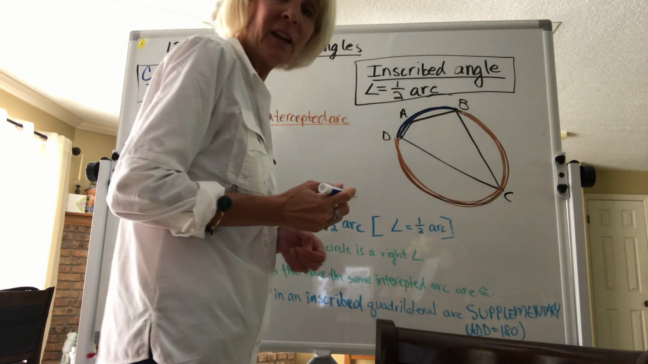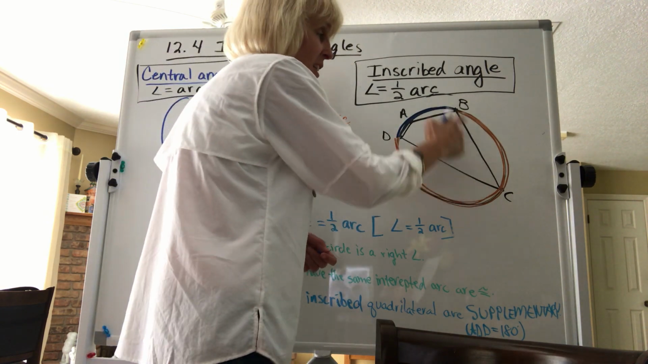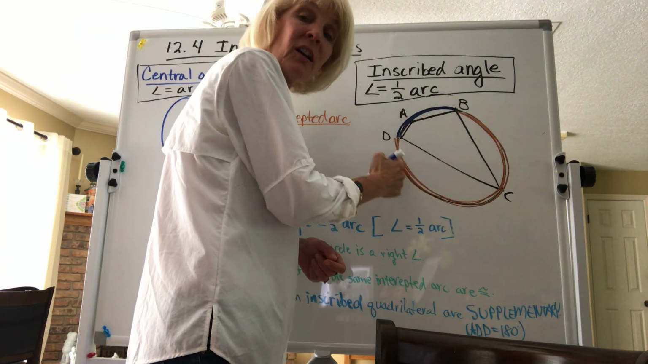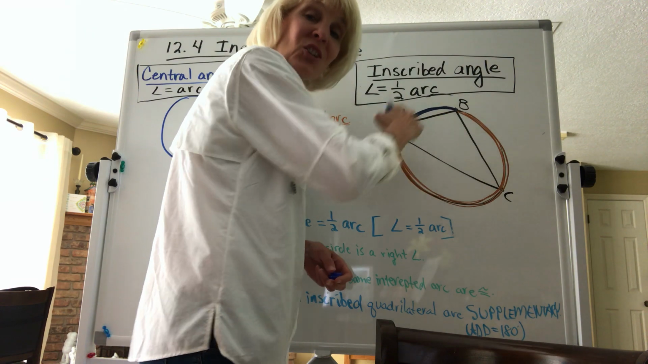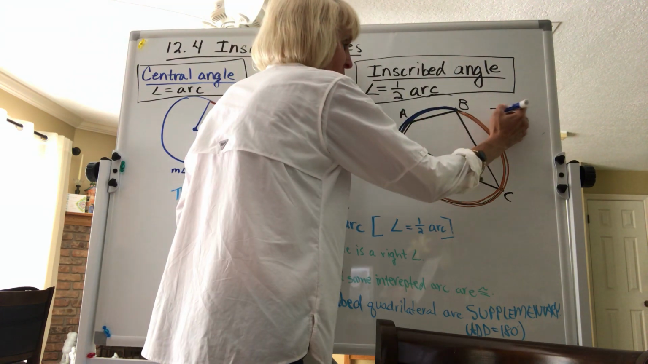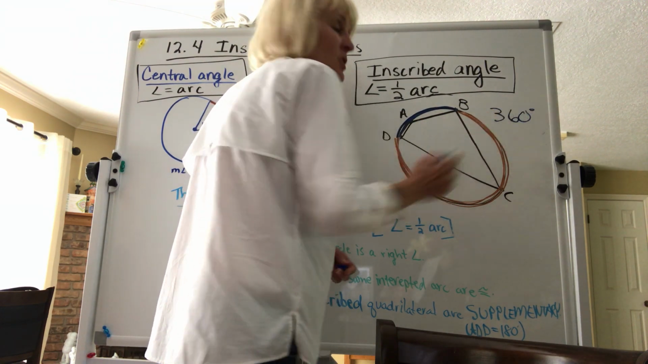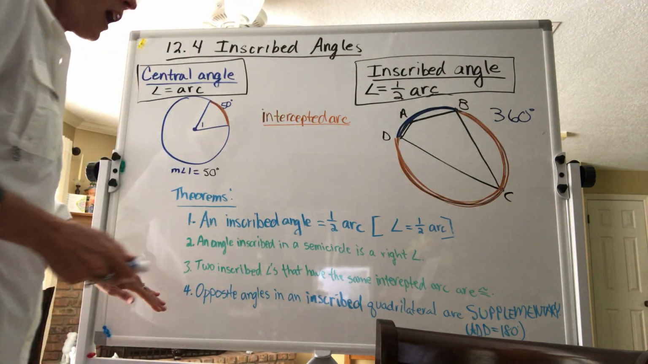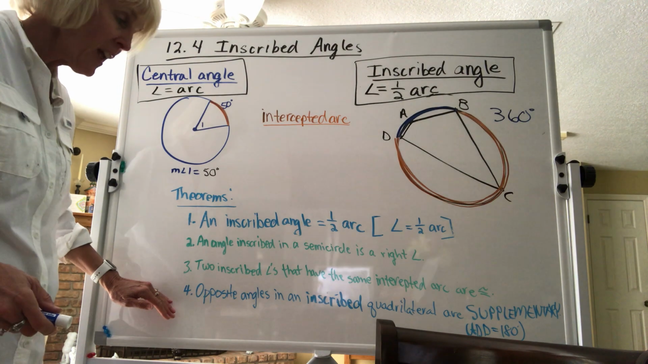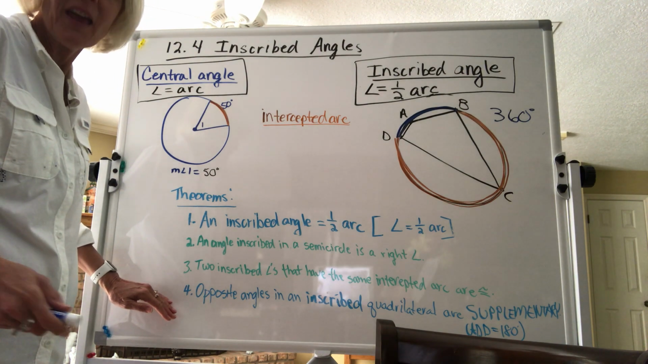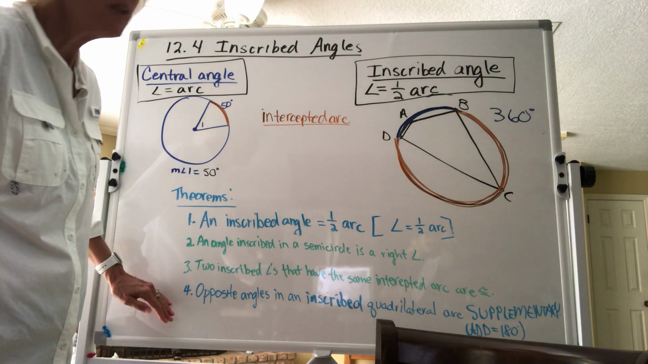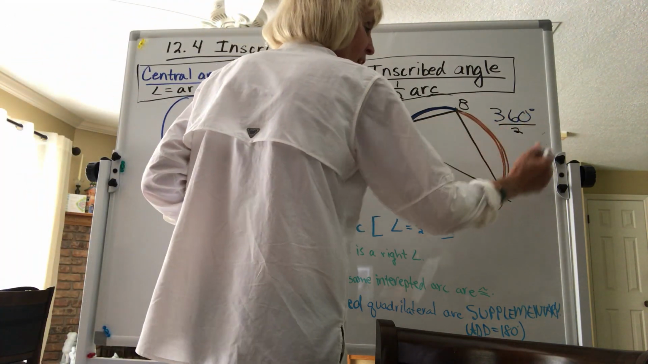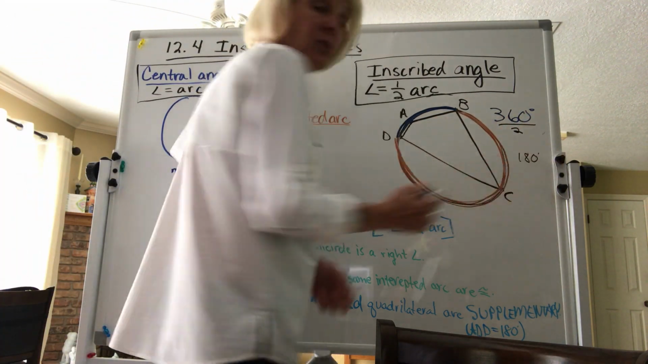So you get what we're looking at? C is half the blue arc. A is half the orange arc. Well, what's the blue arc and the orange arc going to equal? You got it. It's a circle, 360 degrees. So we come with our last theorem then. Opposite angles in every inscribed quadrilateral have to be supplementary because they have to be half of 360, so they'd have to add up to be 180 degrees.